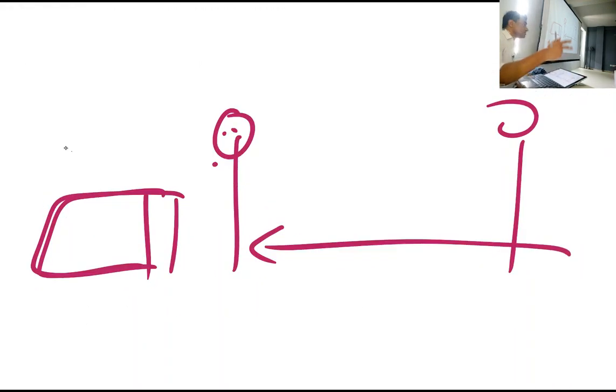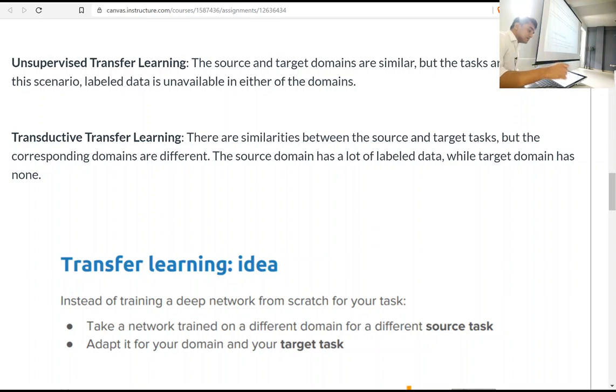Now let's finish this. The last thing we have is transductive. There is similarity between the source and target, but the corresponding domains are different. The source domain has a lot of label data while the target domain has none. This is what we covered. Transductive, trying to induce some. The Ferrari McLaren example actually fits this best: you have one domain where you have a lot of label data, from there you learn, and then you do zero shot learning, or what we did for 1024 vectors, and directly implement in another domain.